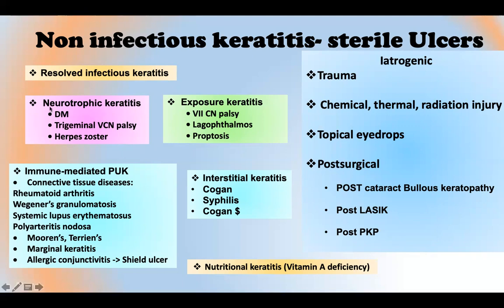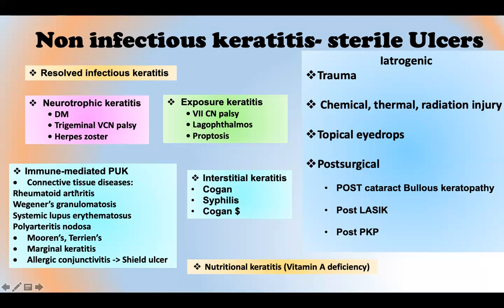And it can be neurotrophic keratitis. Neurotrophic keratitis occurs in any patient who has a trigeminal problem. Some diabetic patients have neuralgia or a nerve problem. It can be any reason affecting the trigeminal nerve, like herpes zoster. It can be exposure keratitis, related to the orbit, the lid, the seventh nerve, the facial nerve. It can be interstitial keratitis, like Cogan syndrome or syphilis.